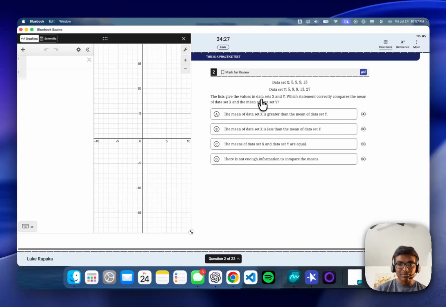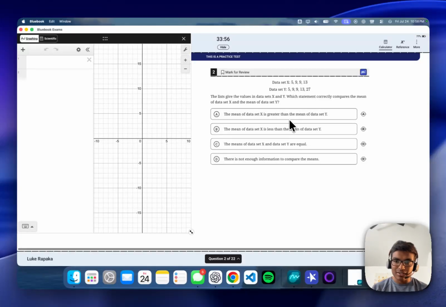Given the list of values, compare the mean of x and y. Okay, so first thing, we can see 5, 9, 9, 13, 5, 9, 9, 13. So the first four are the same. Data set Y, there's a 27. So for the most part, all these first four are kind of clustered together, right? Since 27 is way above that range, I would expect the mean to be higher for data set Y.